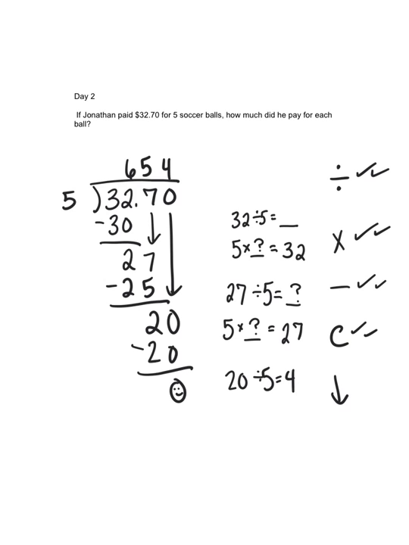Okay, now what important step did I leave out? I forgot to bring my decimal point up, but since we're talking about amounts of money, it's not going to be hard for me to figure out where my decimal point needs to go. So $6.54 is what he spent per soccer ball.